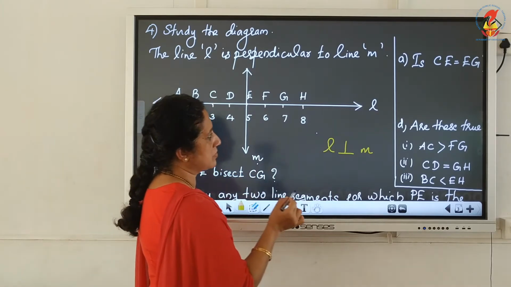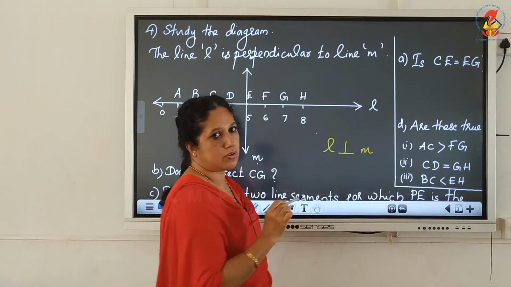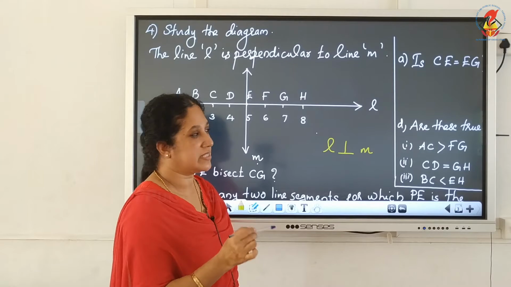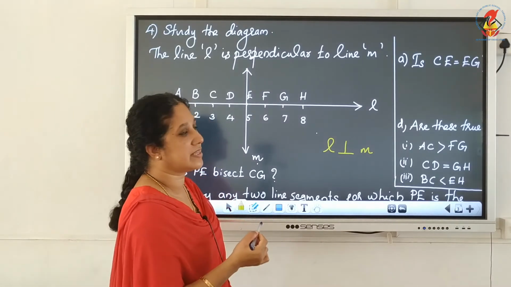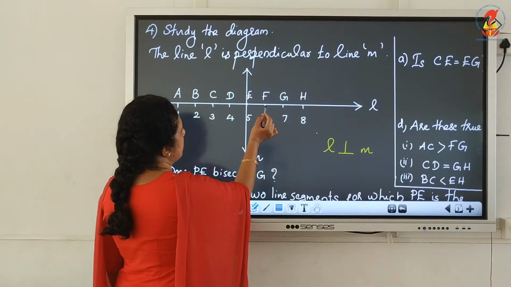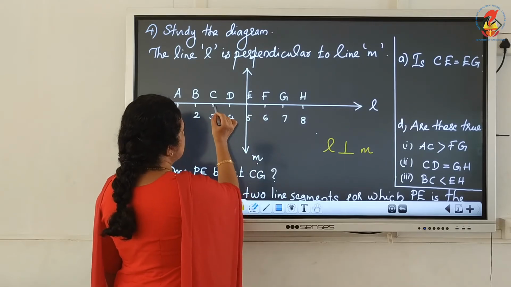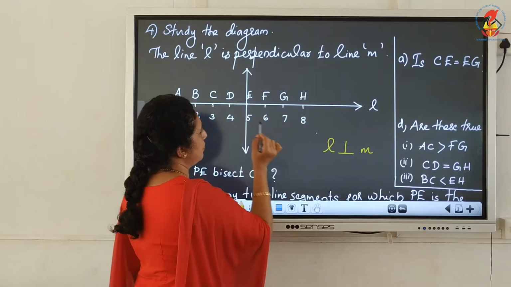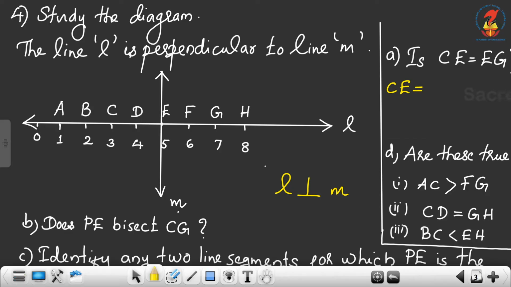Now the first part of the question: is CE equal to EG? You have to check whether the length of CE is equal to EG. Now look at that. What is the length of CE? C is at 3, E is at 5. So CE is equal to 5 minus 3, that is 2 units.